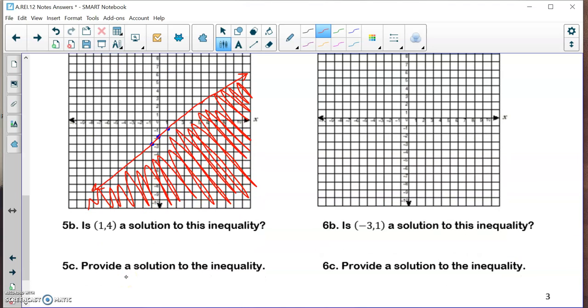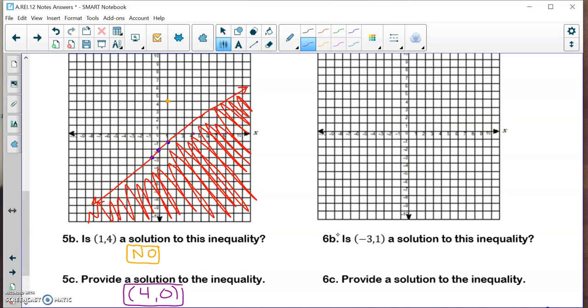Let's do part B. We want to determine if (1, 4) is a solution. Well, (1, 4) does not lie within the shaded region, so no, it is not a solution. Now we want to provide a solution to the inequality. For this one, you can either give me a point on the line, since it's a solid line, or you can give me a point in the shaded region. It does not matter. So maybe you want to choose this point here, which is (0, 0). That would work. If you chose a different point from me, as long as it was in the shaded region or on the line, then it would be considered a correct solution.